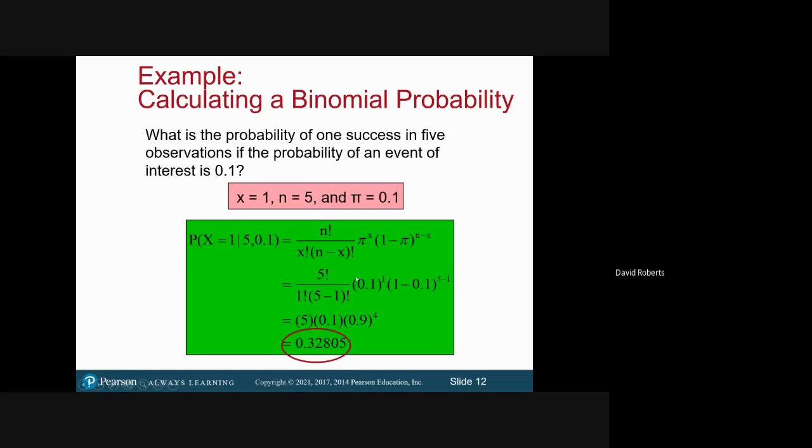The exclamation mark, in case you may have forgotten, has to do with factorials. Then you have the pi symbol, and you have this nasty little formula. Fortunately, binomial probabilities are built into Excel. So once again, one of the beauties of using Excel is it's way faster.